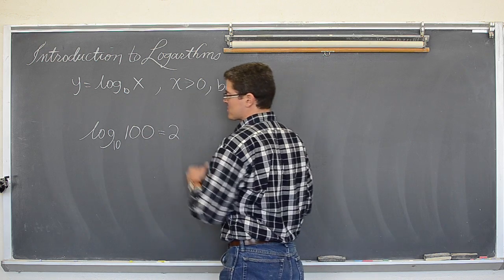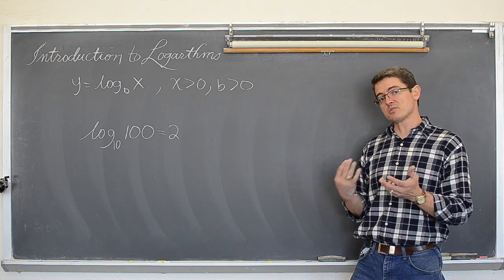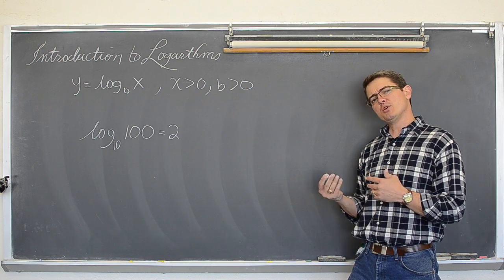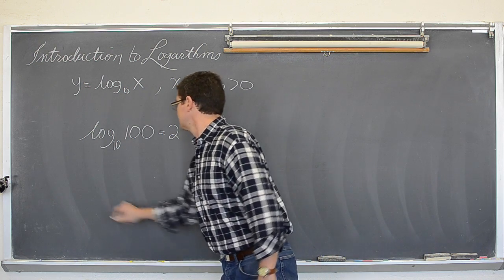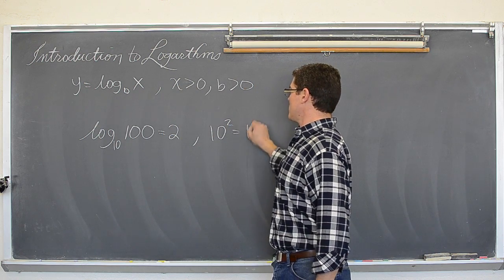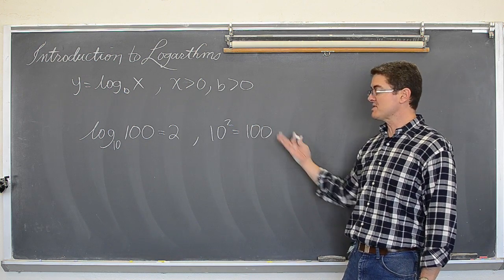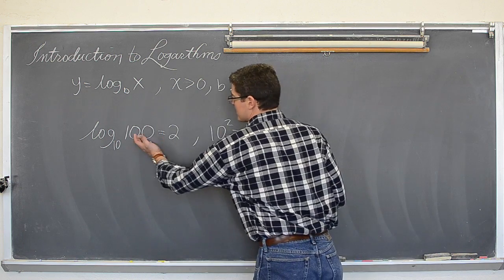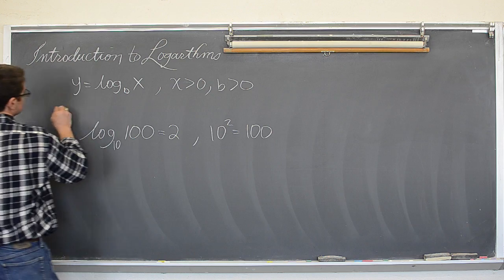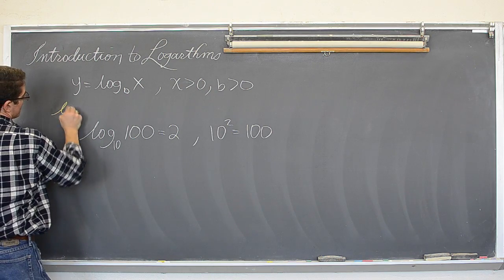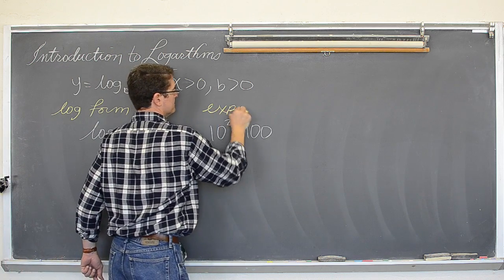I always use this example to start off with logarithms because it's one where you might recognize those numbers and go, okay, 10 to 100, well yeah, 10 squared is equal to 100, right? So what you can now see is I have an equivalent expression written in two forms: log form and exponential form.